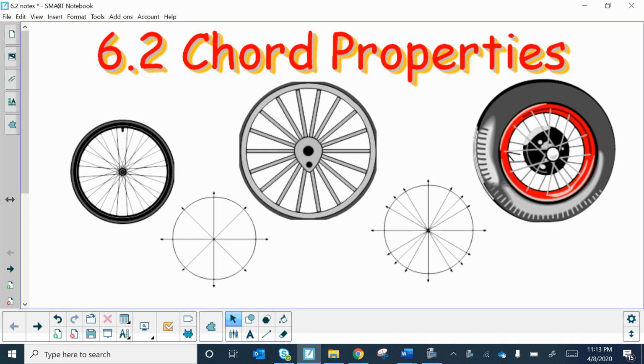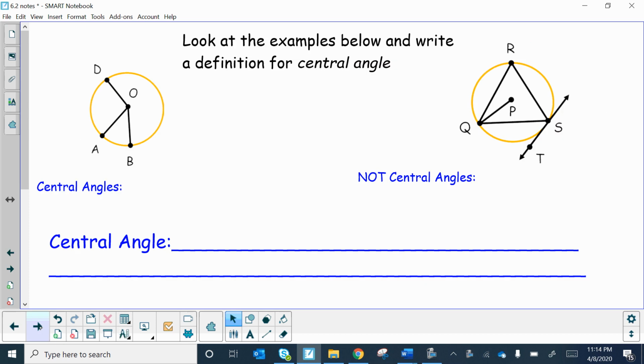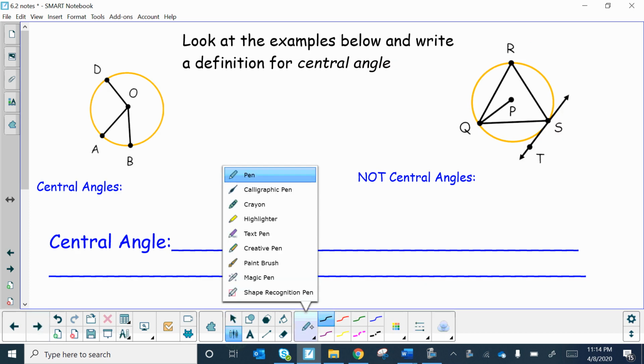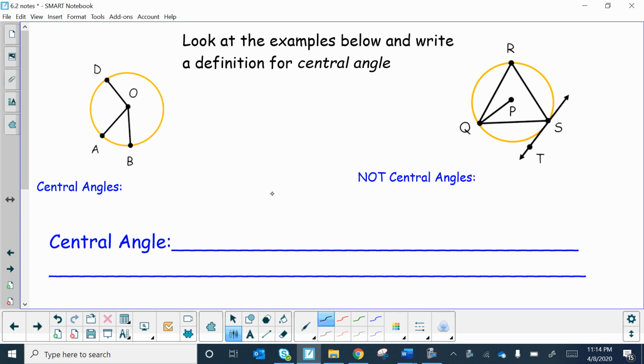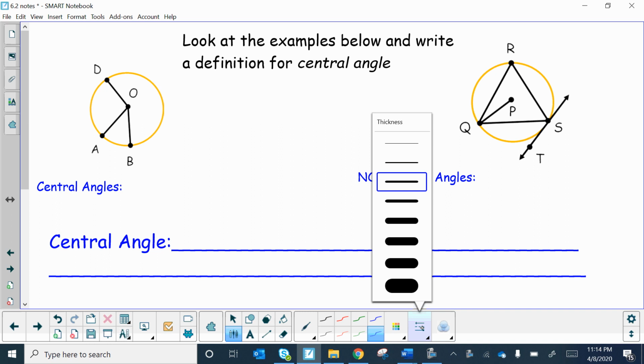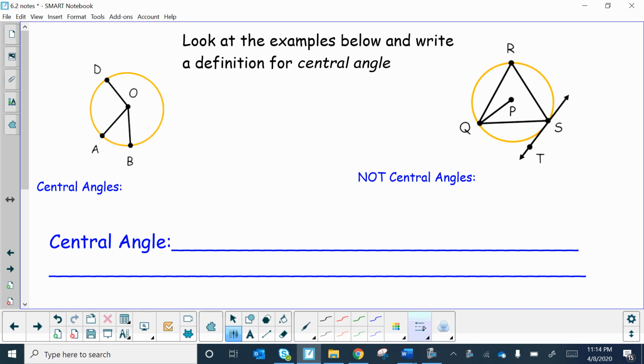So chords, remember, are segments inside a circle where the endpoints are on the circle. Let's do a review of what a central angle is. So I'm going to write down some central angles over here. And the reason why we're reviewing this is because sometimes we get confused with what a central angle is and what an inscribed angle is.